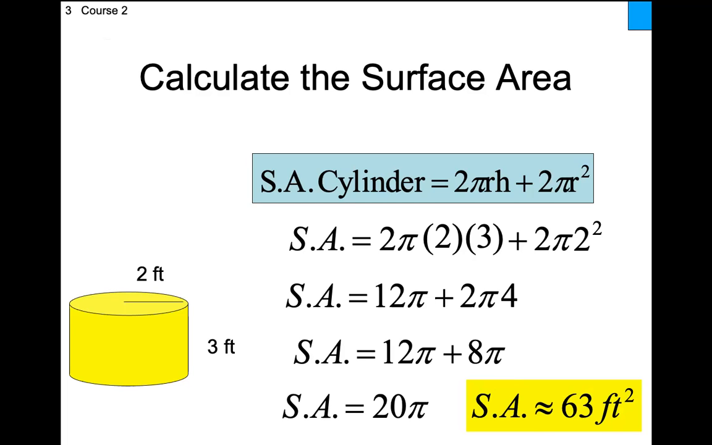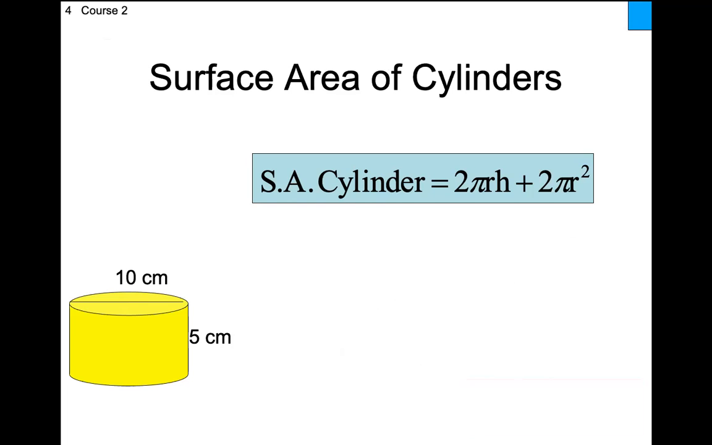By the way, units are squared, they're not cubed. We're not doing volume, we're doing surface area. Who's lost? Ugly calculation, but it's pretty easy to understand what to do. All right, let's do box number 4.